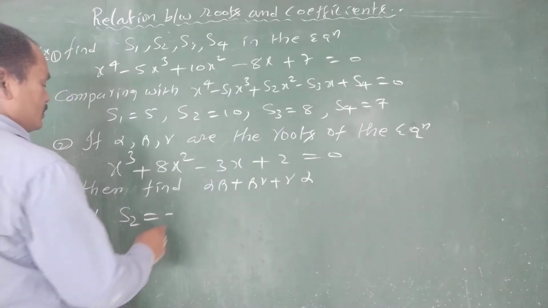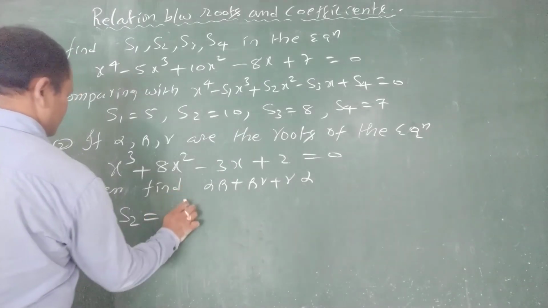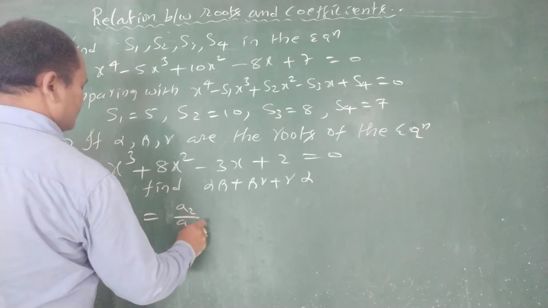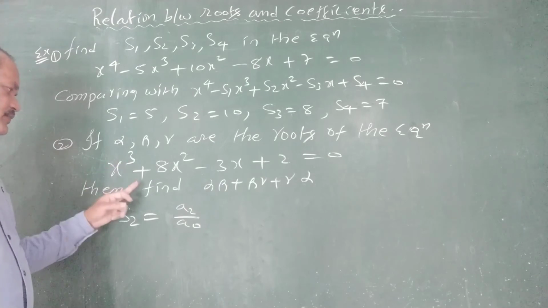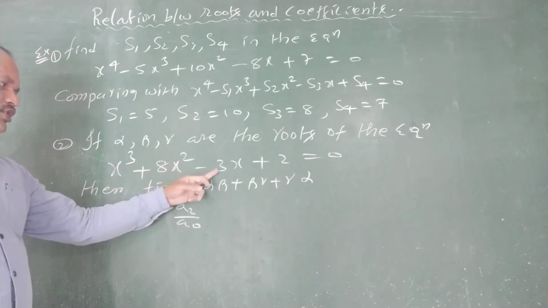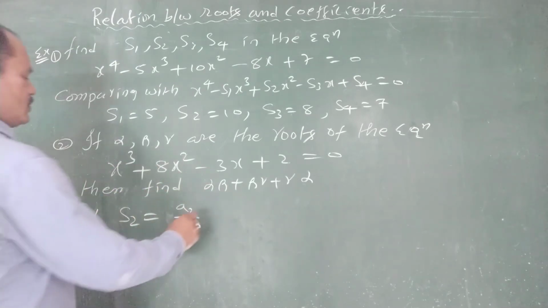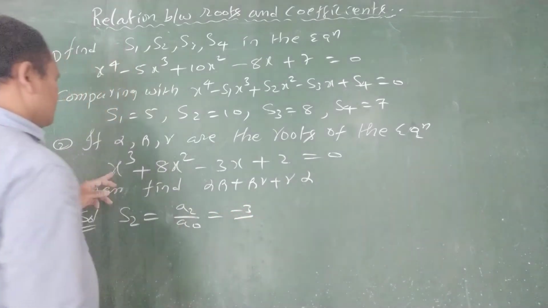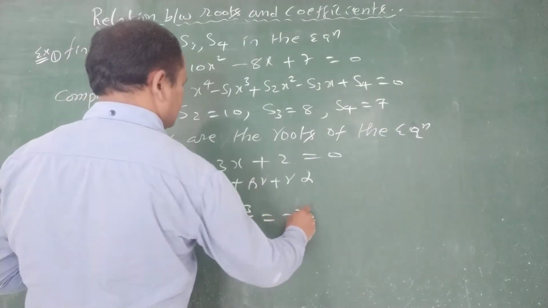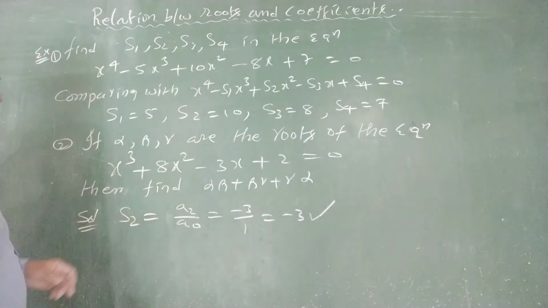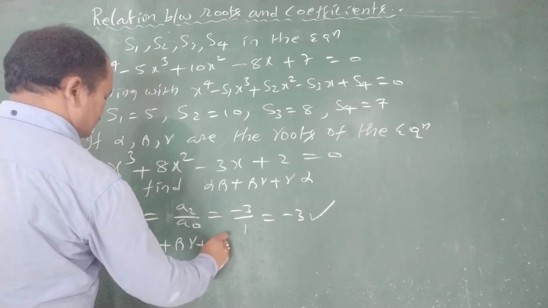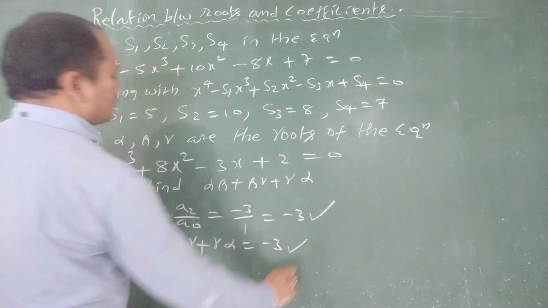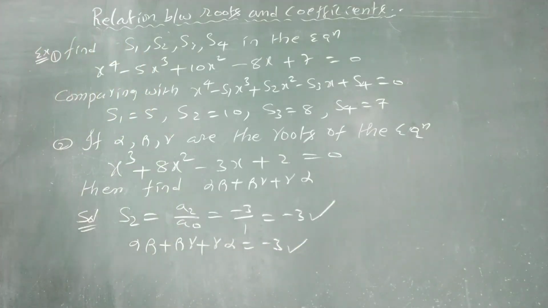Minus of, that means S2 is A2 by A0. Here it is A0 x cube, A1 x square, A2. That's why what is A2? Minus 3. What is A0? 1. That's why the answer is minus 3. So S2 is nothing but alpha beta plus beta gamma plus gamma alpha is equal to minus 3. That's all. That is S2.